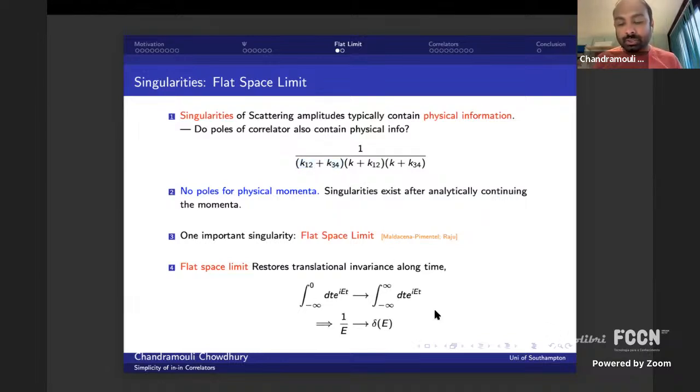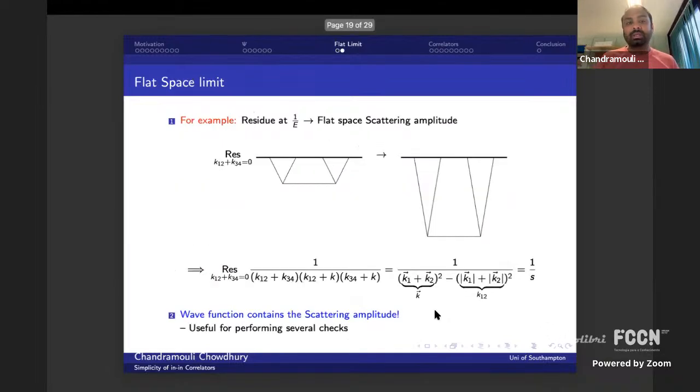Here, the way you take the flat space limit is to evaluate the residue as this total energy goes to 0. And this is what gives you the flat space scattering amplitude. So in this particular diagram, you take this object and evaluate the residue as E goes to 0, and you would recover what you would call the Mandelstam invariant S. So in a way, the wave function of the universe already contains the scattering amplitude. You can really think of all scattering amplitudes for any process you like, at least for massless particles, as being contained in the wave function of the universe.